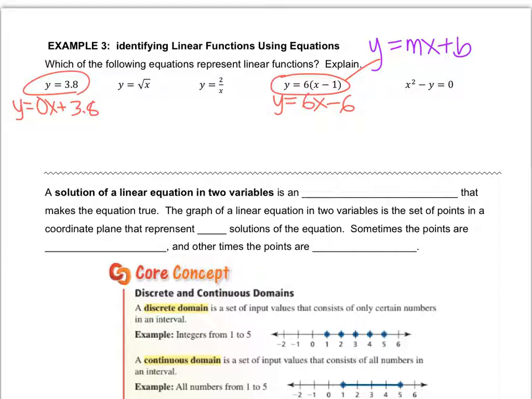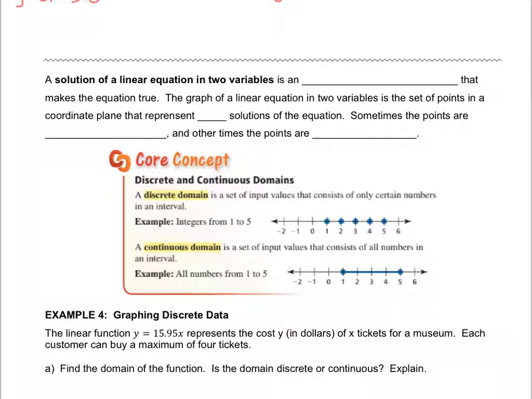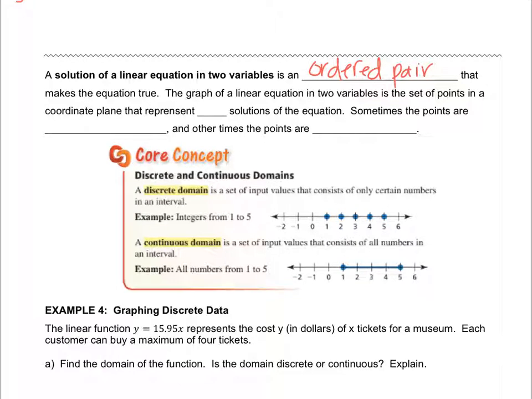All right, now let's talk about solutions of a linear equation. When you're talking about solutions of a regular equation, you're just talking about the values of x. But since these equations have x and y, we're looking for an ordered pair. The graph of a linear equation is the set of points on a coordinate plane that represent all solutions of the equation. So kind of like an inequality, but not necessarily because it doesn't have that shading on the number line.